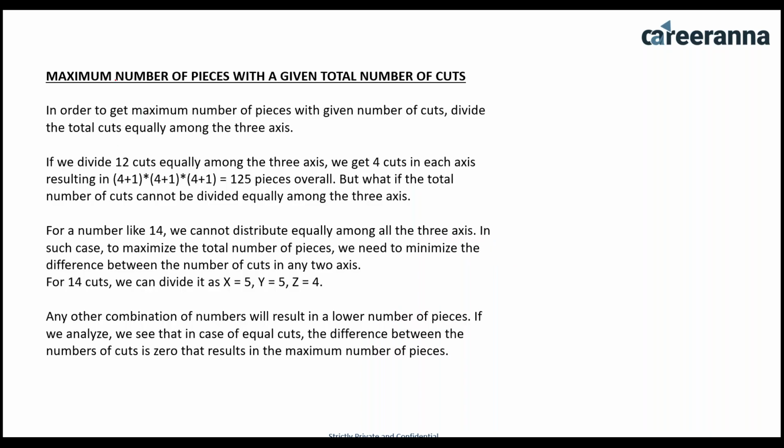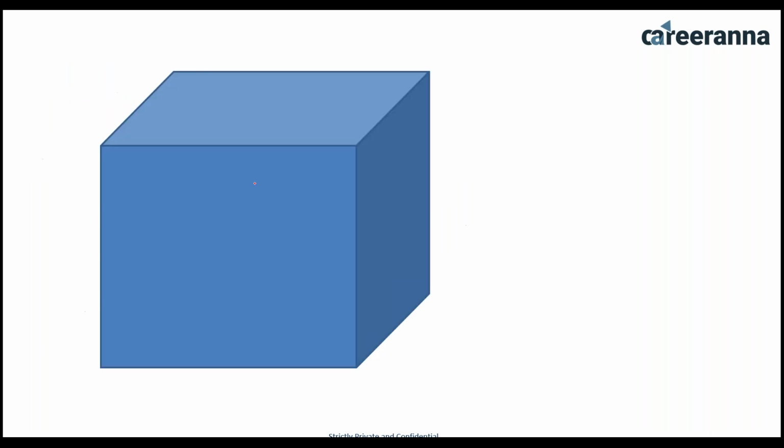Okay, so now I told you that the maximum number of pieces with a given total number of cuts can be achieved like this. So there is an example. If we divide 12 cuts equally among the 3 axes, we get 4 cuts in each axis, resulting in 4 plus 1, 4 plus 1, 4 plus 1, that is 125 pieces. How can I get 4 plus 1? Let me tell you. Okay, so let us observe.